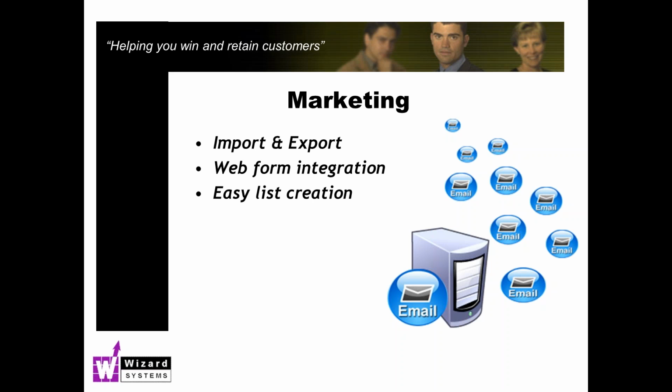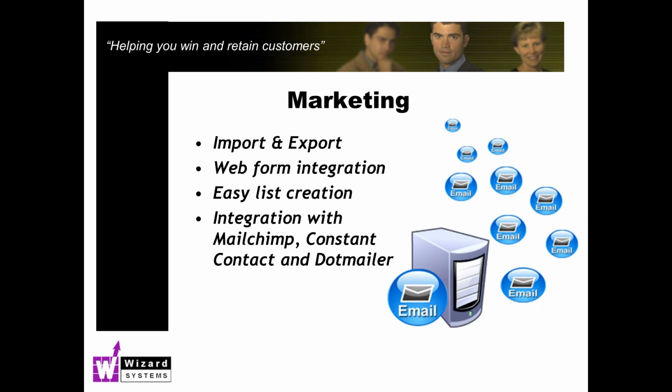So before doing any marketing, we've got easy ways of creating lists, building up your target list of who this newsletter should go to, or who this promotion should go to, or this event invitation. And we integrate primarily with three very popular systems in the UK: MailChimp, Constant Contact, or dotmailer. MailChimp is probably the most popular one. Basically, you create this list in Workbooks, and that list is uploaded automatically to one of these systems, say MailChimp.